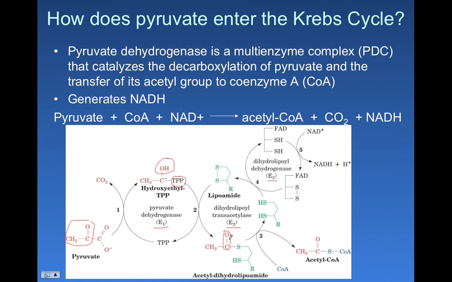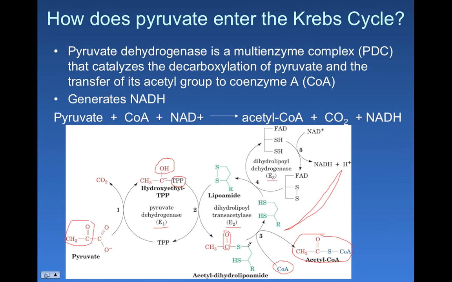And finally, well, not finally, but really the last part of the real reaction is that these 2 carbons that originated from pyruvate are going to get passed on to coenzyme A. So coenzyme A will take those 2 carbons and form acetyl-CoA, and this is what is put into the Krebs cycle.